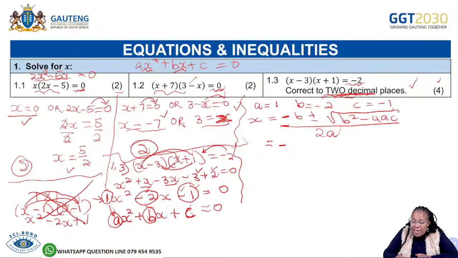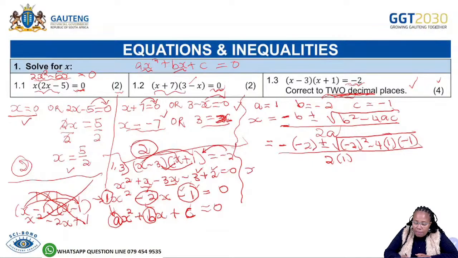And then our b is negative 2. That means it comes with another negative, okay? Plus minus b is the same, negative 2 squared minus 4. And then our a is 1 and the c value minus 1. We are now substituting in the values, and then we have 2a is 1.